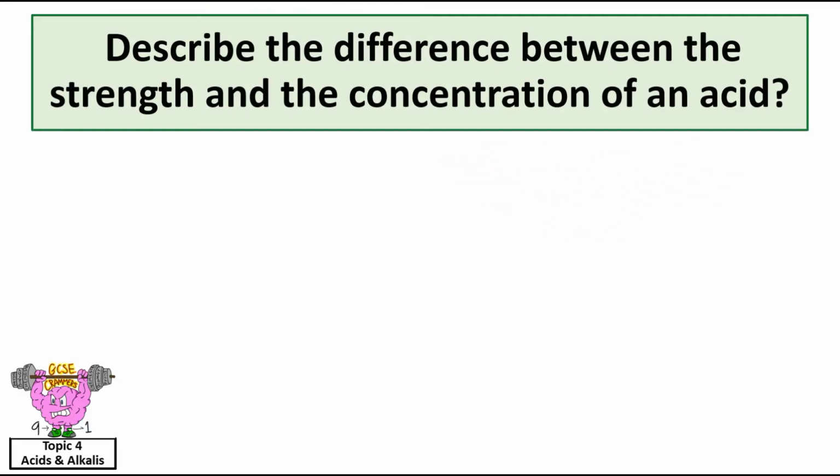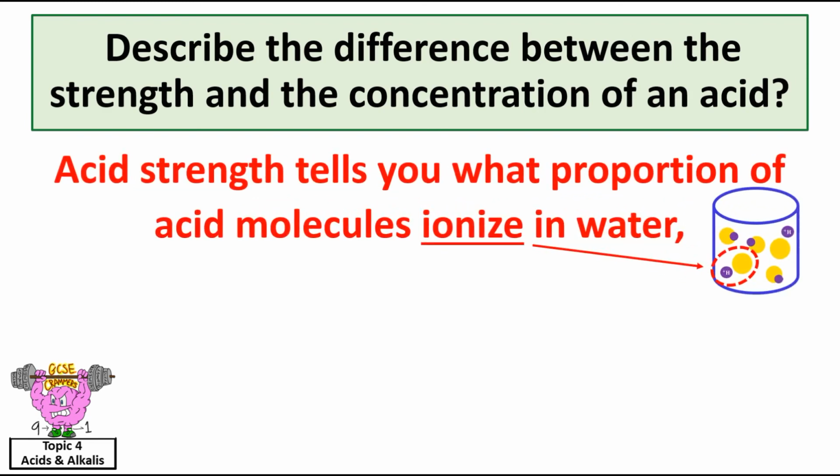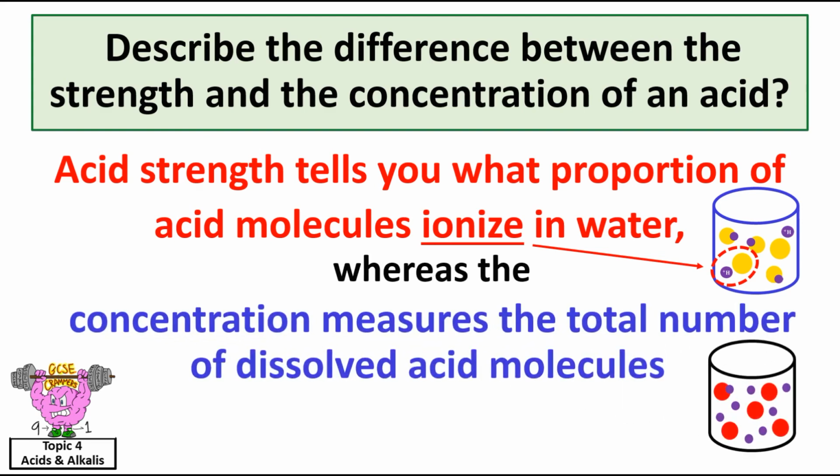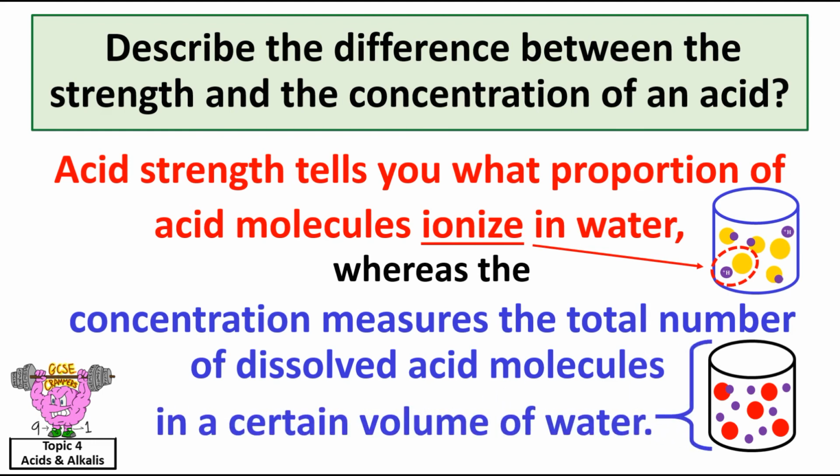Describe the difference between the strength and the concentration of an acid. Acid strength tells you what proportion of acid molecules ionize in water, whereas the concentration measures the total number of dissolved acid molecules in a certain volume of water.